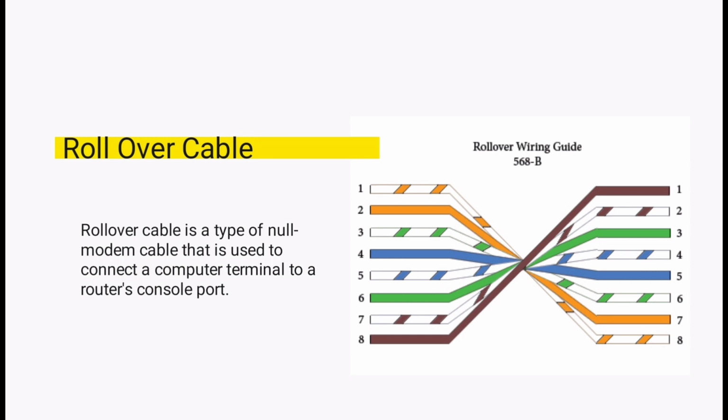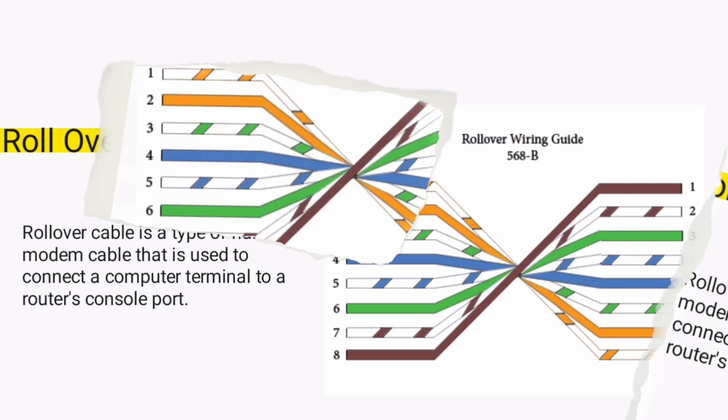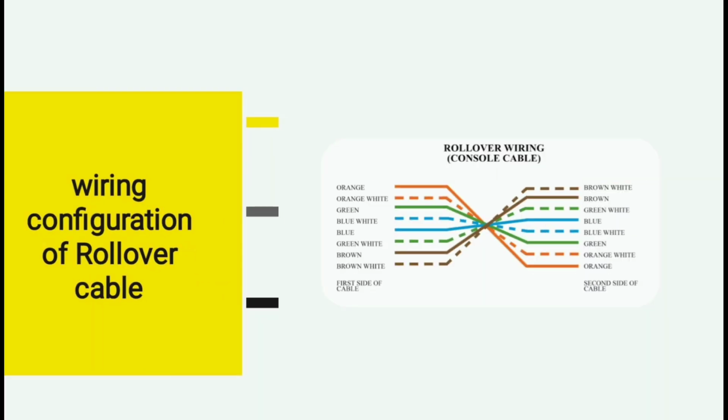The wiring configuration of a rollover cable is: pin 1 is connected to pin 8, pin 2 is connected to pin 7, pin 3 is connected to pin 6, pin 4 is connected to pin 5, pin 5 is connected to pin 4, pin 6 is connected to pin 3, pin 7 is connected to pin 2, pin 8 is connected to pin 1.